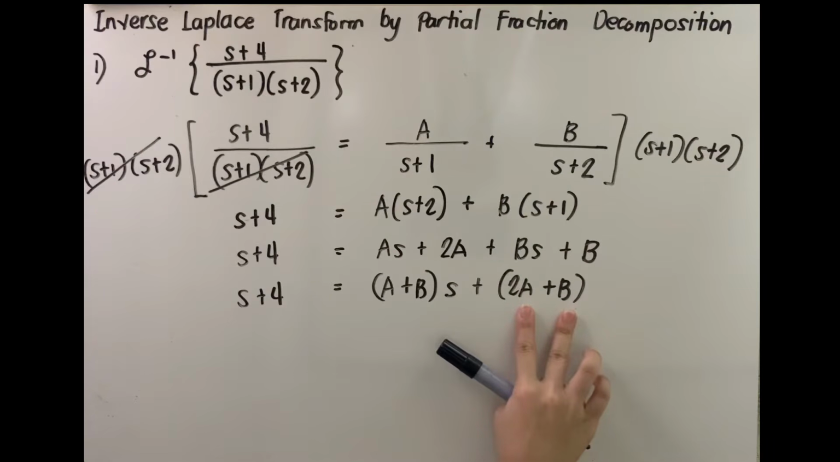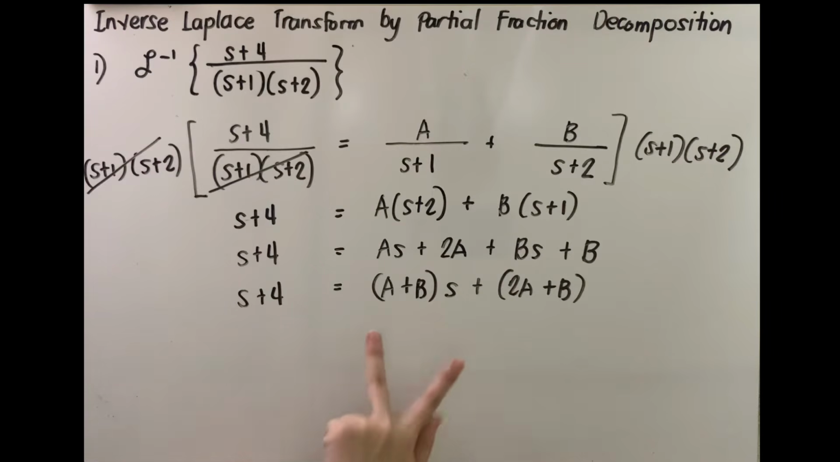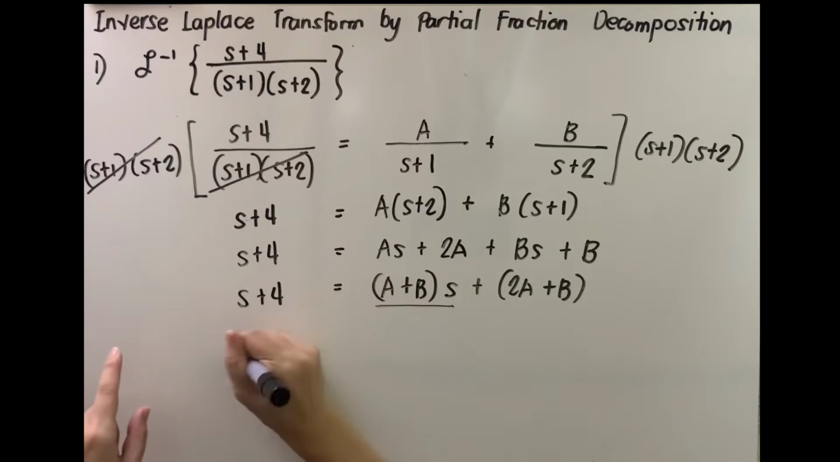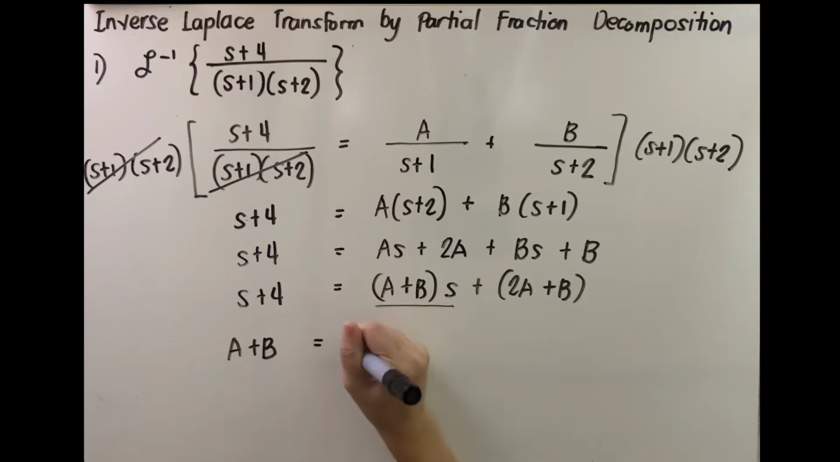And then by equating coefficients, it means you look at the left side of your equation. Since you have an s term here, you look for the s term on the right side. And your s term on the right side is this, the expression with s as a variable. So what we'll do is equate the coefficients of s. On the right side, the coefficient of s is A + B. And on the left side, the coefficient of s is 1. So it is equated to 1.